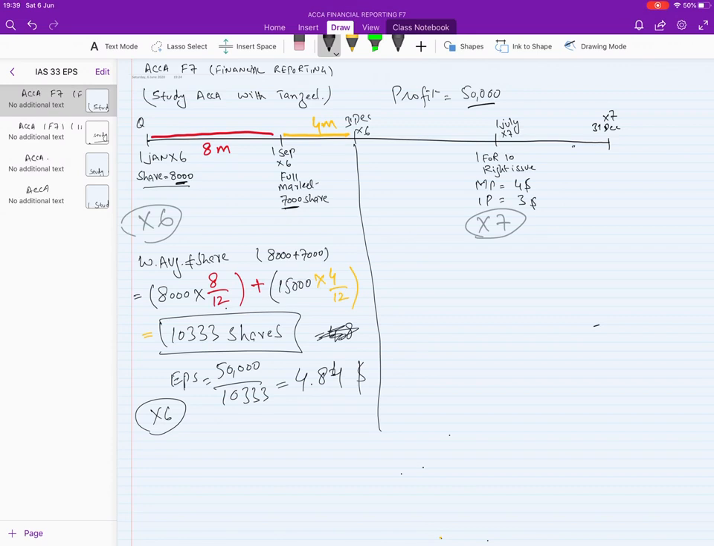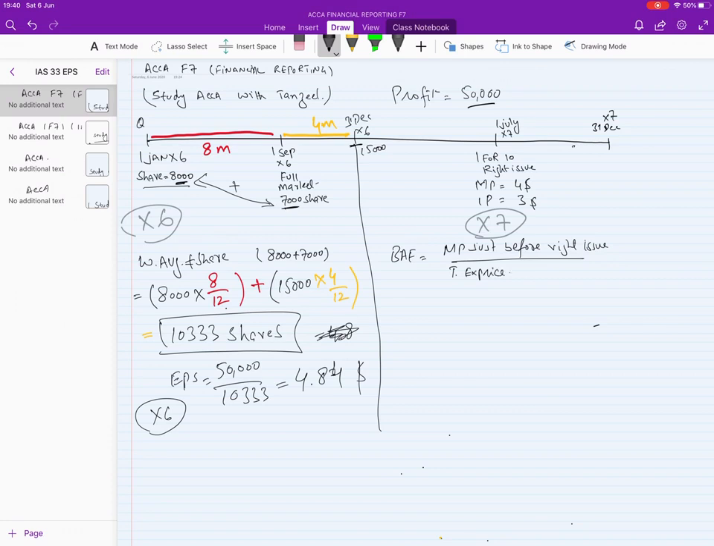So at the end of the year, the company has 8 plus 7, 15,000 shares. The last year's closing balance will be the opening balance for this year. Now in this year we have the right issue, so we need to calculate the bonus fraction first. BAF: market price just before the right issue divided by theoretical ex-rights price.